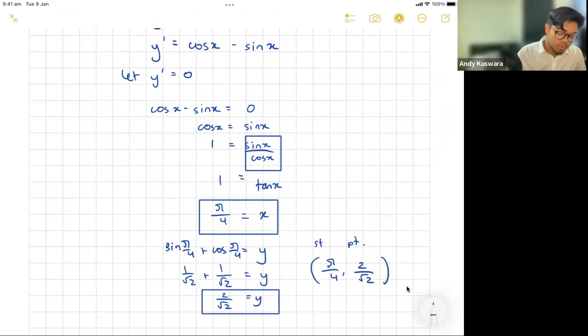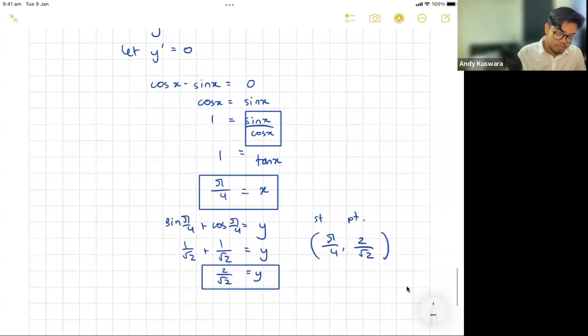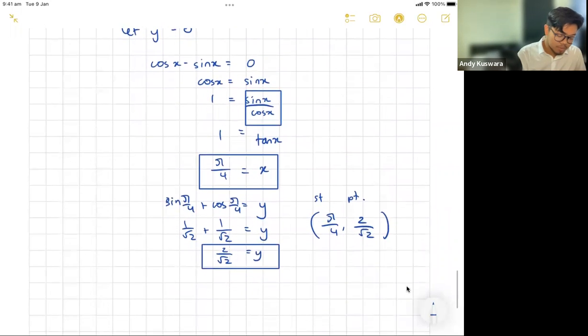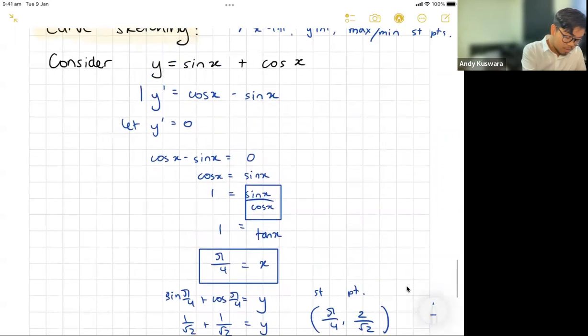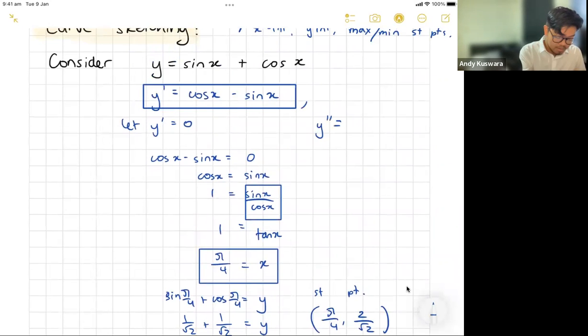Now, all I have to do is prove whether it's a max or a min. So for me to prove it's a max or a min, I'm going to do my second derivative. My y dash was this, so let's take a look at my y double dash. Again, don't forget your little rule here. If I derive cosine, I get negative sine, so it'll be minus sine x. And if I derive negative sine x, I'll just get negative cos x. So that would be my second derivative.